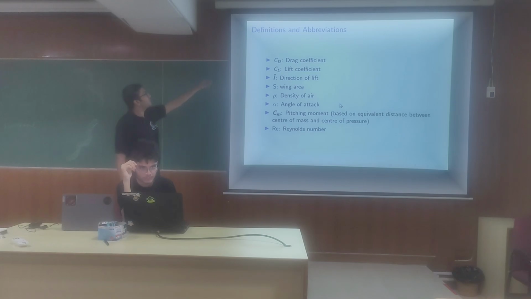Now, what are the abbreviations? First, CD is the drag coefficient, CL is the lift coefficient. This will come up later. L cap is the direction of lift. This is perpendicular to the plane itself, not necessarily the velocity, because of angular. S is the wing area. Rho is the density of air. Alpha is the angle of attack as mentioned.